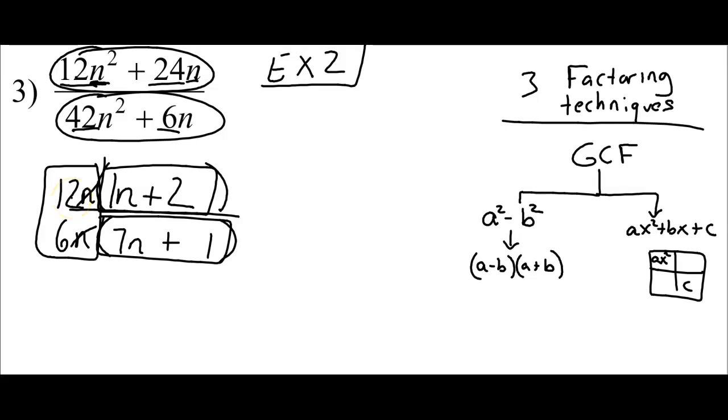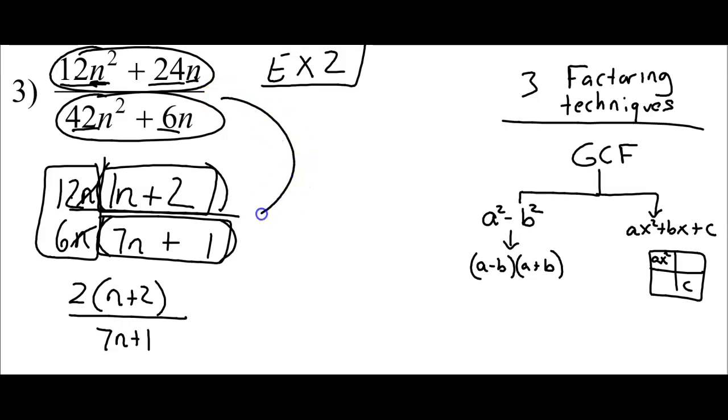12 over 6, though, what goes? We could divide both those by 6, right? So the top is 2, and then the bottom is 1. So you don't really need to write the 1. And there you go. So I just reduced these. So take out your GCF and then reduce that thing in the front.